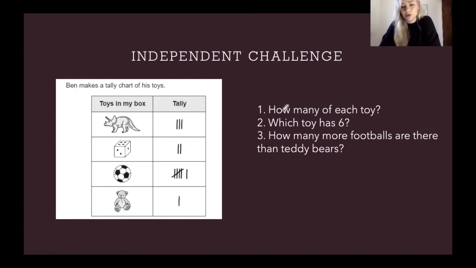What you're going to do, you're going to pause the video and have a go at answering these questions. I'm just going to read them to you quickly. The first one says, how many of each toy? So you need to work out how many of each of his toys he has.